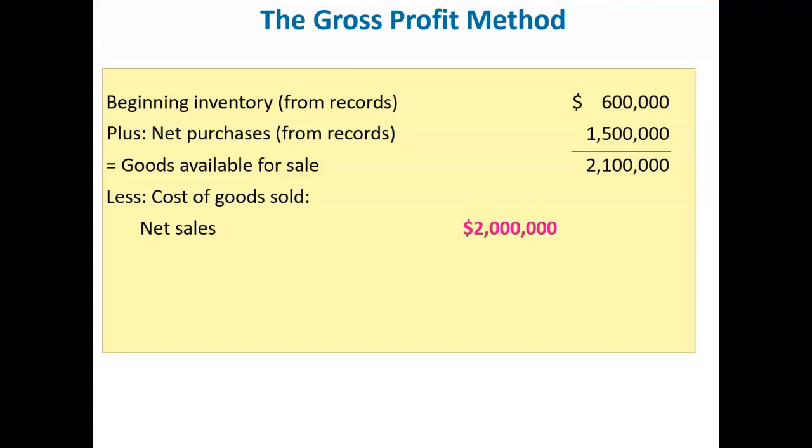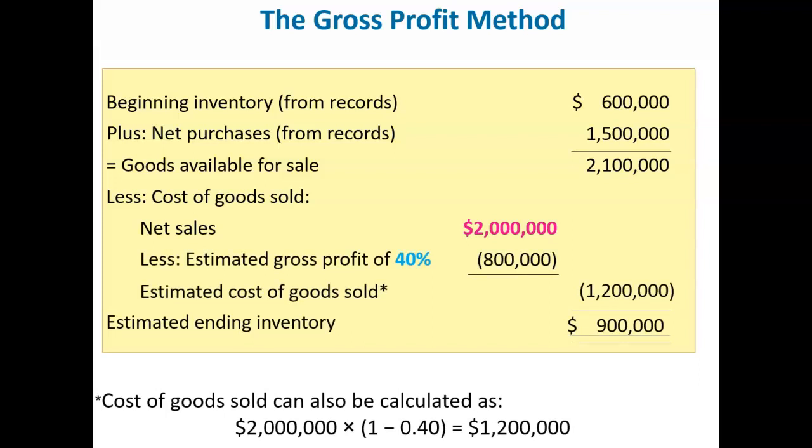100% is the sales number, minus 60% is the cost of goods sold number, equals the gross profit percentage of 40%. So this is going to take you through a little bit of a roundabout calculation, but the basic calculation is net sales times 60% in this example will equal the estimated cost of goods sold. But let's look at their calculation. The estimated gross profit percentage is 40%, so subtracting 40% from 2 million will equal the estimated cost of goods sold. But like I said, the same way to get there is to take $2 million and multiply it times 60%. Either way, the estimated cost of goods sold is $1,200,000. Subtract that from $2,100,000 of goods available for sale, and your estimated ending inventory is $900,000.